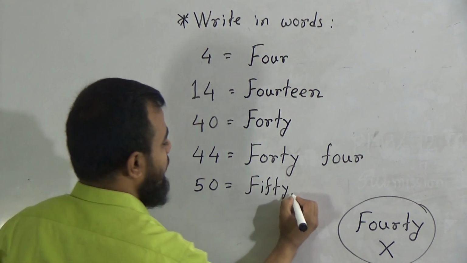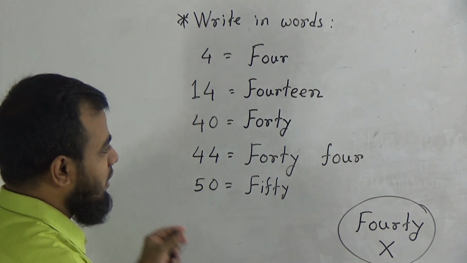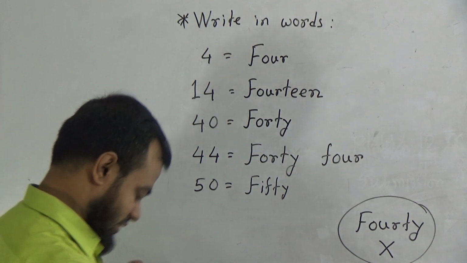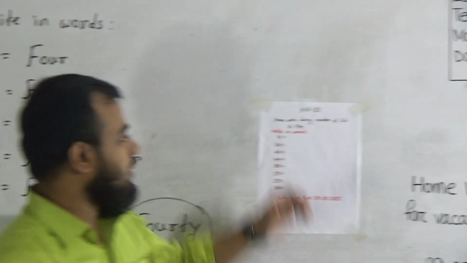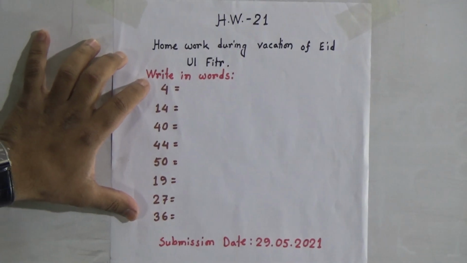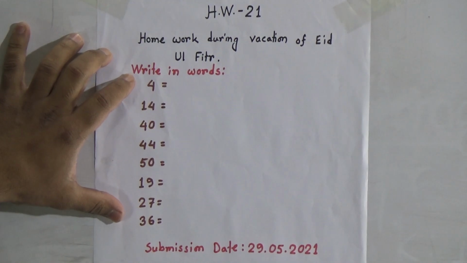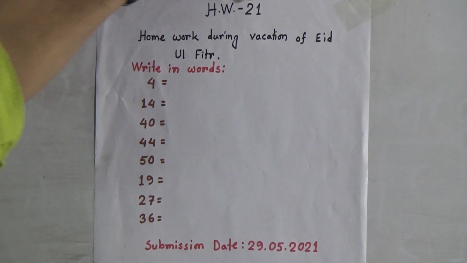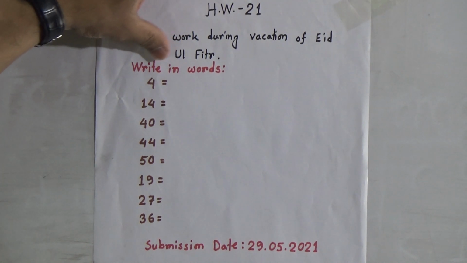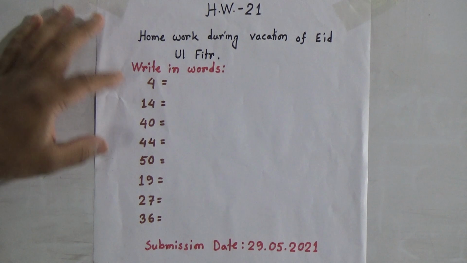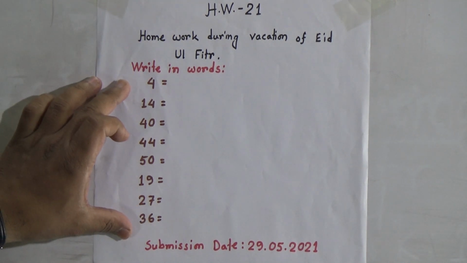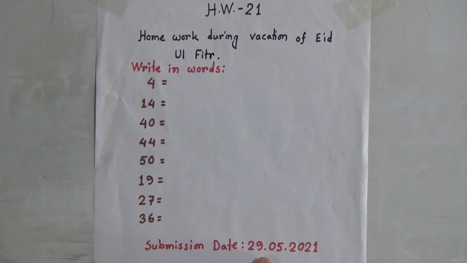Okay, dear students, now I am going to tell you something about the HW. What is your HW for the vacation? Dear students, in the vacation of Eid al-Fitr, you have to do this HW. These 8 numbers you should write in words in your HW copy. Please mention your HW number in the left corner. HW number is 21. You should mention this, and then you should write the topic. The topic is write in words. Then fill up these numbers with the words, with the spellings, and you must submit this HW on 29 May 2021.